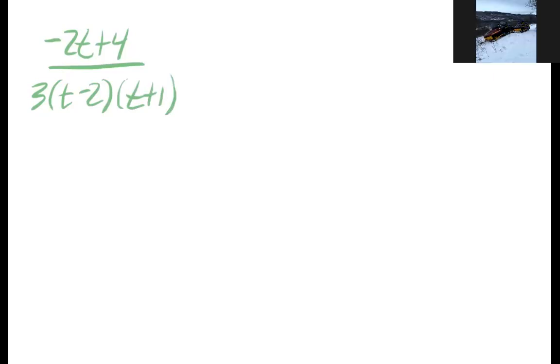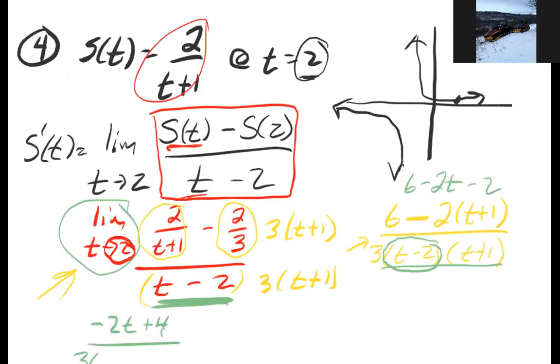Where did the negative come from? Oh wait, never mind. I didn't know where the plus 4 came from, but I got it. 6 minus 2, right? Yep.